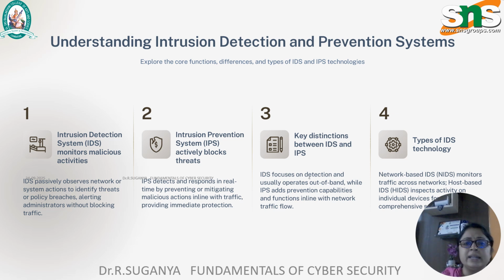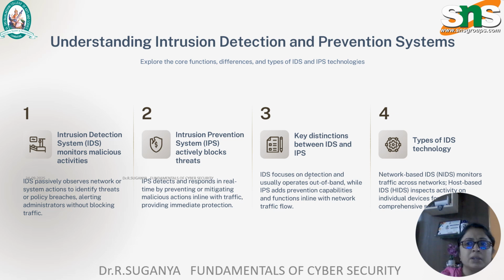And next are the key distinctions. What is the difference between IDS and IPS? The detection system focuses on detection and usually operates out of band, while IPS adds prevention capabilities. And types of IDS technology: network-based IDS monitors traffic across networks, and host-based intrusion detection inspects activity on hosts.